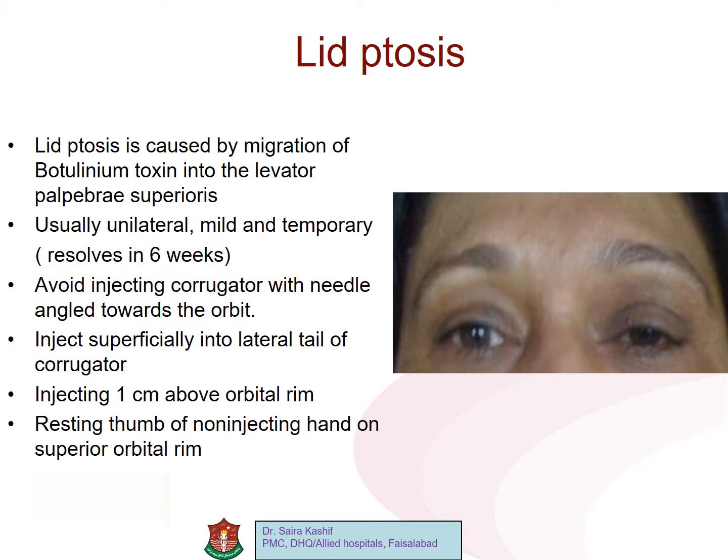Now the ptosis. Here you can see there is ptosis. Why this result? There is diffusion of the toxin into the levator palpebrae superioris. This will happen if you inject too low here. Here is the insertion of the levator palpebrae superioris. If you inject too low near the supraorbital ridge, then the diffusion of the toxin causes this problem.